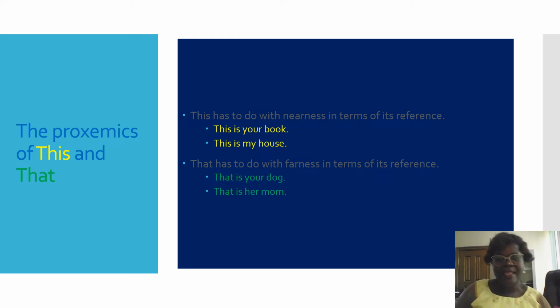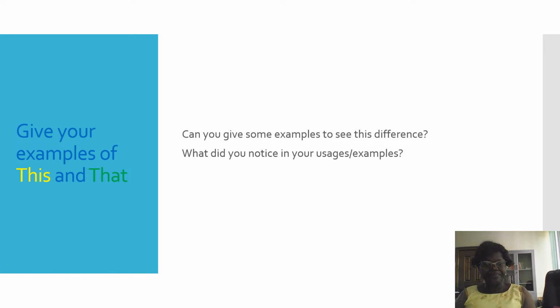However, if I say that is your dog, that means that dog that we are pointing at belongs to you. Or that is her mom. That means that woman that we are looking at is her mom. So that has to do with how far it is to you, whereas this has to do with how near. So that you don't mix them up, you know that when you are making reference, you know the particular one you are talking about. And this is very, very important when we want to speak well.